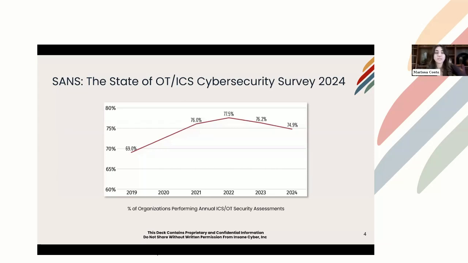Before we get into the differences, I pulled this slide from the SANS State of OT and ICS Cybersecurity Survey of 2024, presented by Jason Christopher in early October. I thought this was great for showing the percentage of organizations performing annual ICS and OT security assessments. As you can see in this graph, in 2024 it's trending at about 75% of organizations actively participating in OT security assessments. He made a great point: if your organization is not participating currently, you're in the minority, and it should be a goal to work towards some sort of OT security assessment for your organization. Next slide.